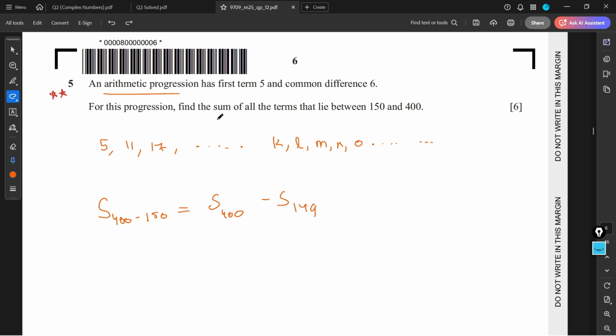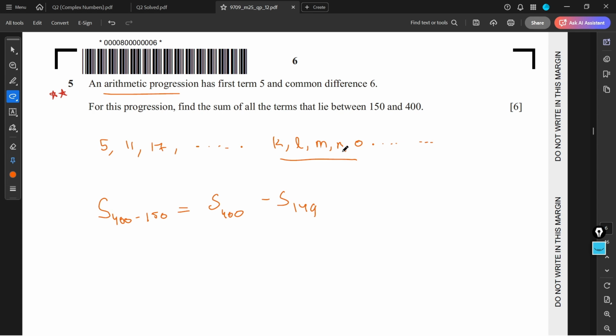Why? Because if you read the question very carefully, Cambridge just played a trick with you. We are supposed to find the summation of all the terms which lie between 150 and 400. Let me give an example of how the arithmetic progression looks: starting with 5, then 11, 17, and so on. There will be certain terms in this arithmetic progression whose values will be greater than 150 but less than 400. So you first need to identify how many terms have values between 150 and 400. You just need to identify those terms and then find the summation of those terms.